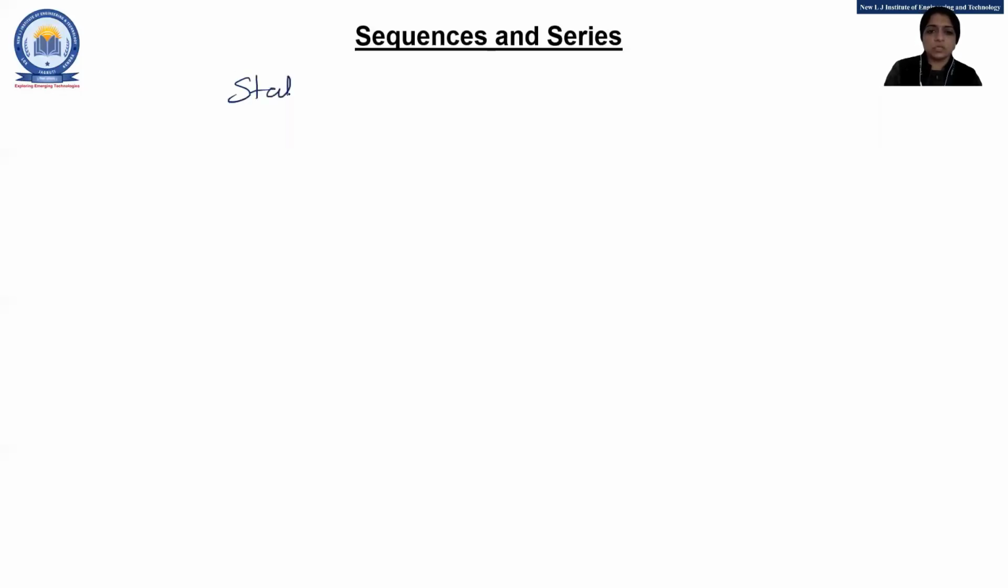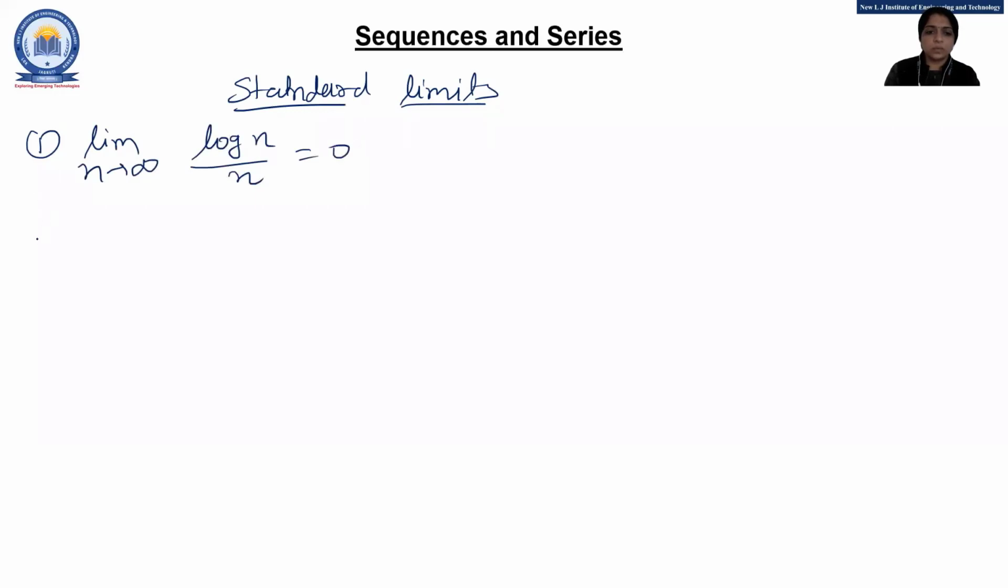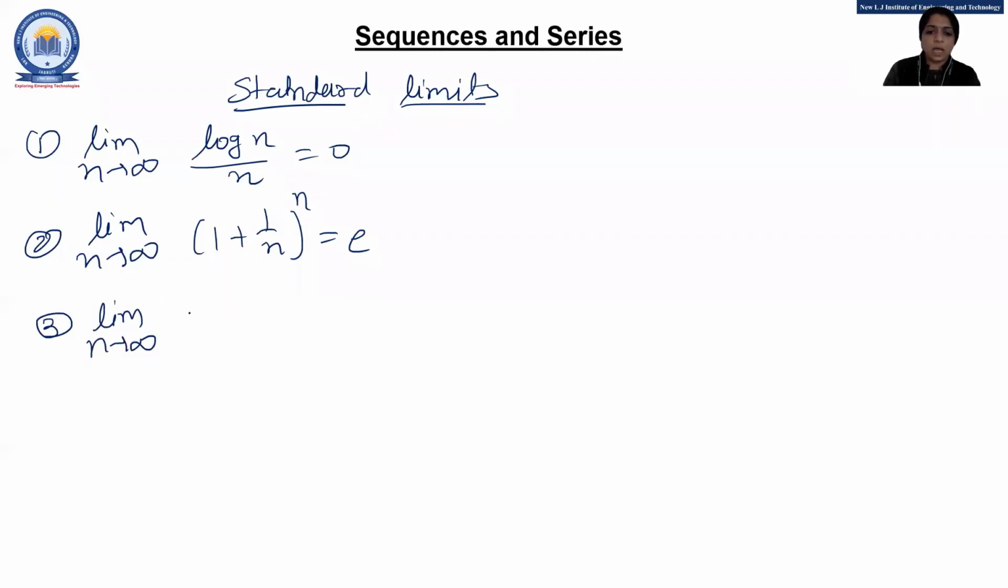It will help you for the solution of the example. Standard limits. These limits are very important, so please keep them in mind. First limit, limit n tends to infinity, log n upon n equal to 0. Number 2, limit n tends to infinity, 1 plus 1 by n whole raised to n equal to e. Third one is limit n tends to infinity, n raised to 1 by n is equal to 1.